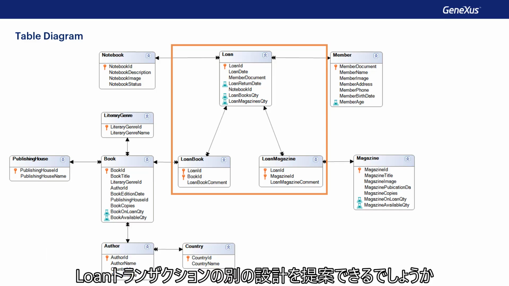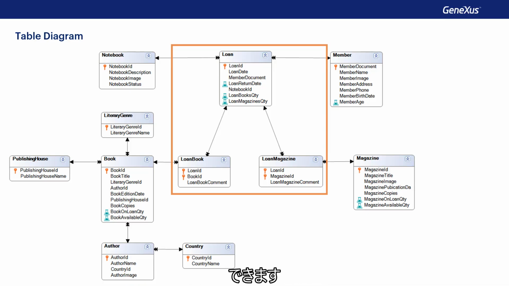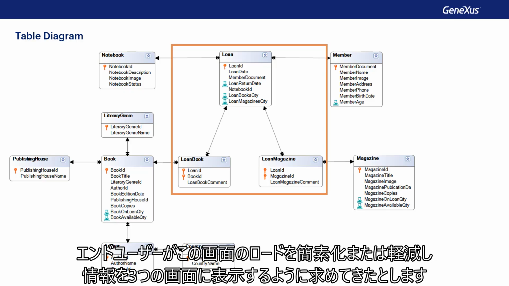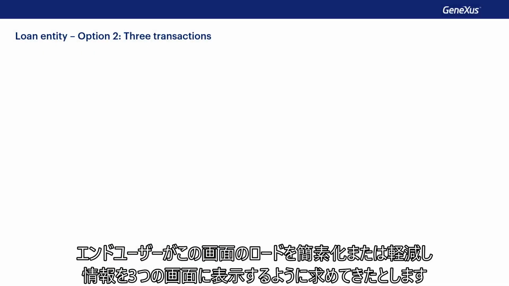Can we propose another design for the loan transaction? Yes. So let's see a second option to model the loan. Let's suppose that the end user has asked us to streamline or lighten the loading of this screen and display the information on 3 screens.